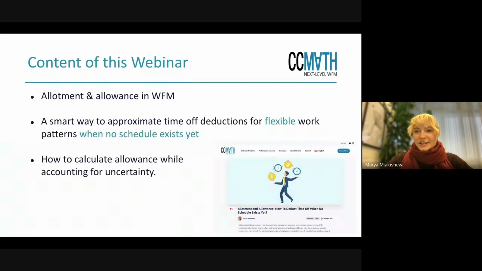So let's dive into it. Today, we'll talk about what those two terms actually mean, especially focusing on the workforce management side of things. We'll look at how to approximate time-off deductions for people who have flexible work patterns when there is no schedule yet. And we'll have a look at how to calculate allowance while accounting for uncertainty. But again, I will explain all these terms in just a second.